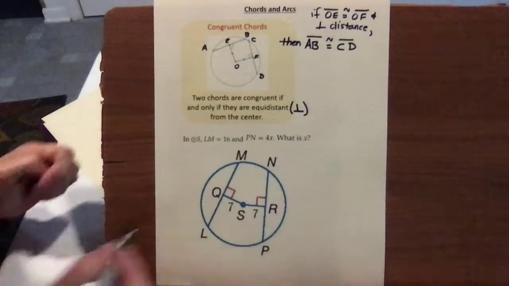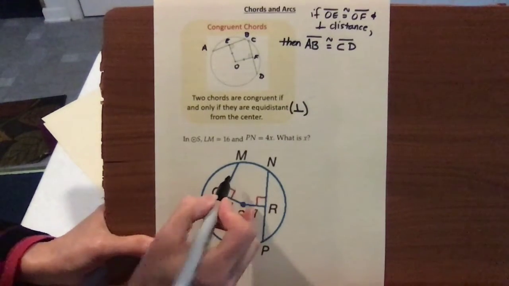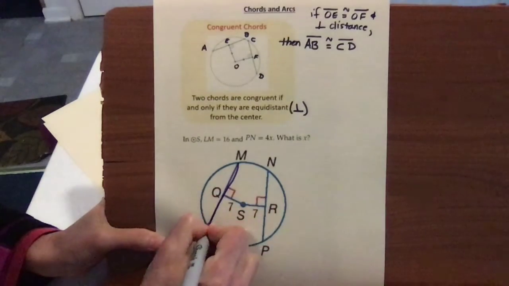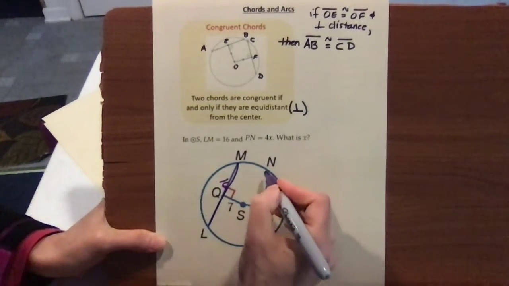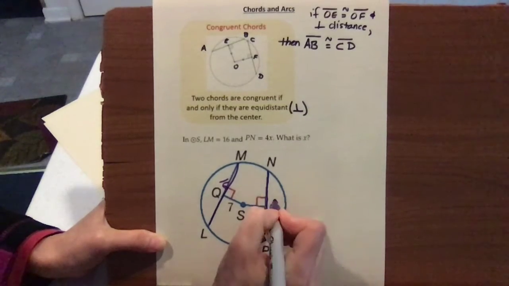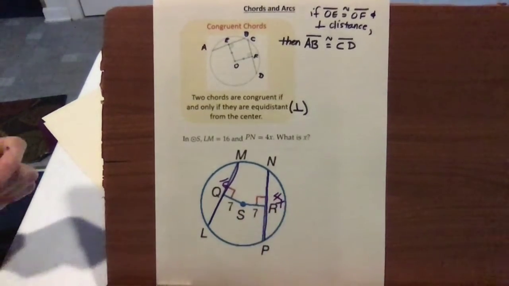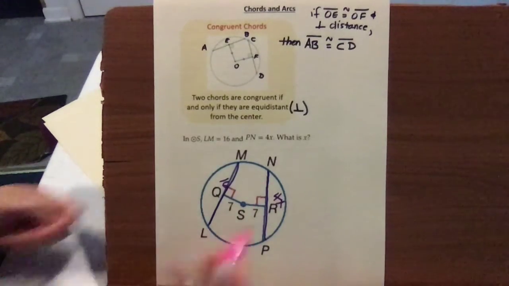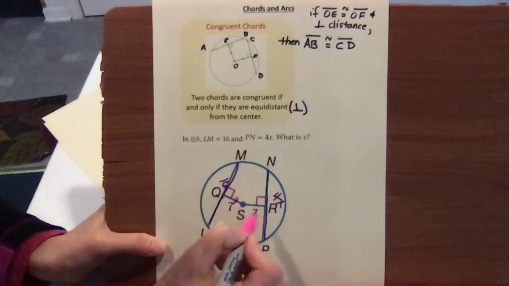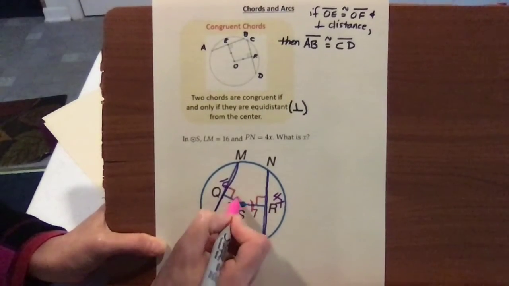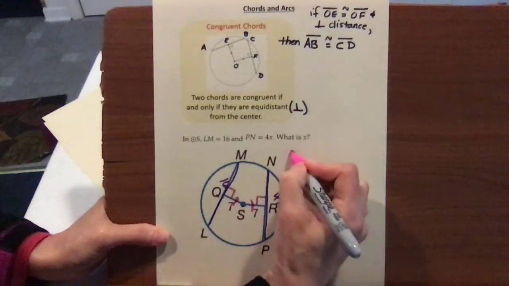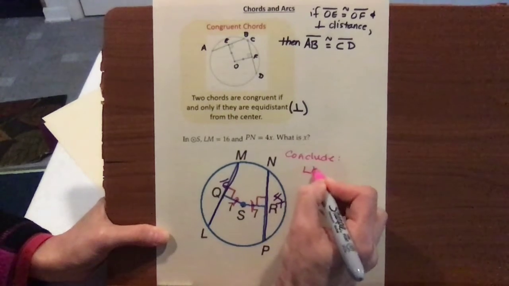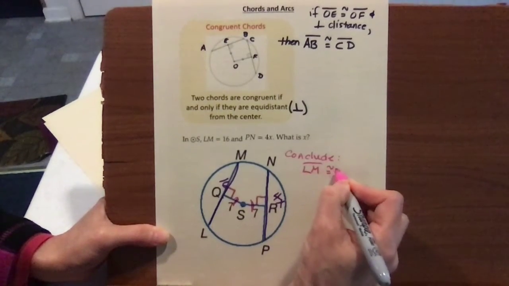We have circle S, and we have that LM is 16, so let's get another color here. We'll make this 16 from L to M. And NP, or PN, is 4x. What we don't know is anything about the arcs, but we do know that from S to Q is equal to S to R, and it is a perpendicular distance. So therefore, we can conclude, not assume, but conclude, that segment LM is congruent to segment NP.